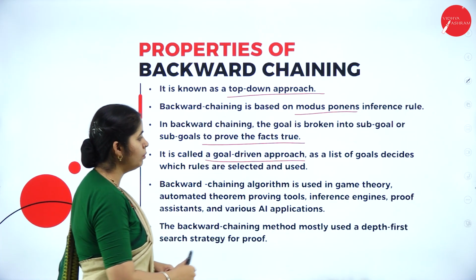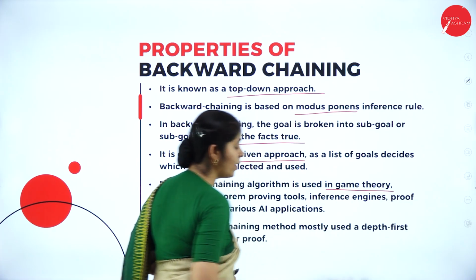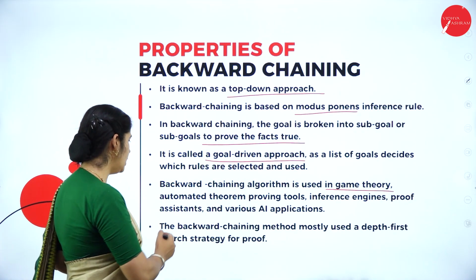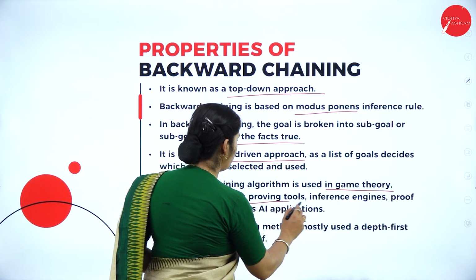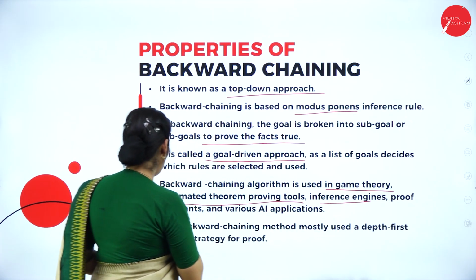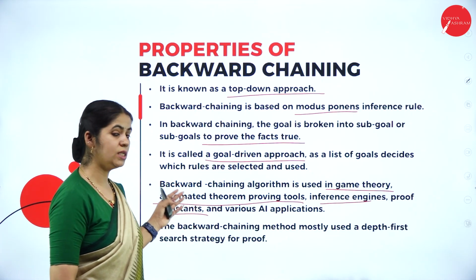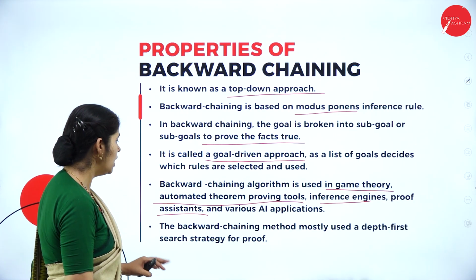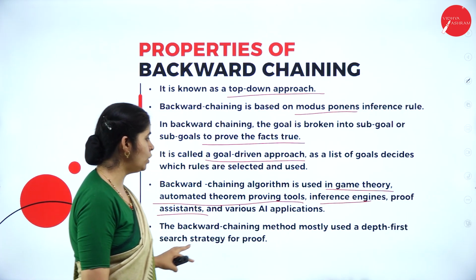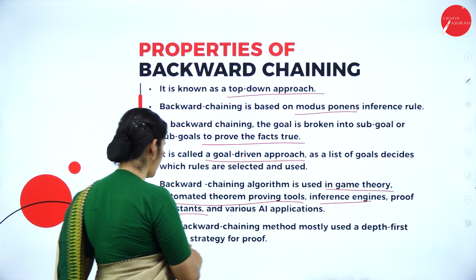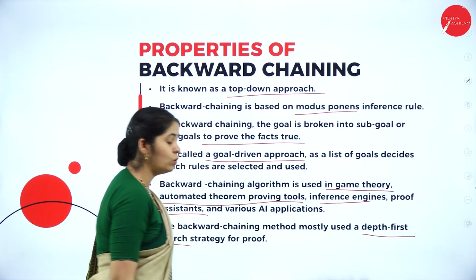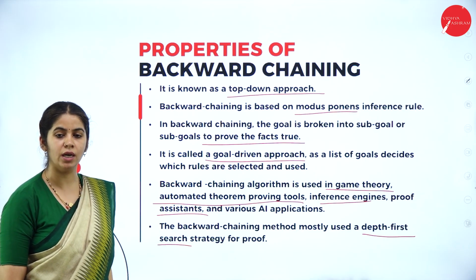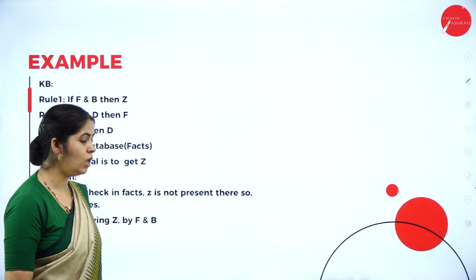The backward chaining algorithm is used in game theory. Where all are we using backward chaining? In game theory, automated theorem proving tools, inference engines, proof assistants, and various AI applications, we are using backward chaining techniques. The backward chaining method mostly uses the depth first search strategy. Which strategy will it use? It will use DFS, the depth first search strategy.